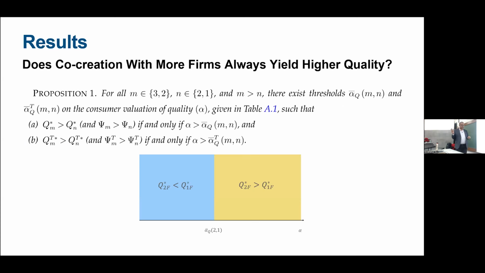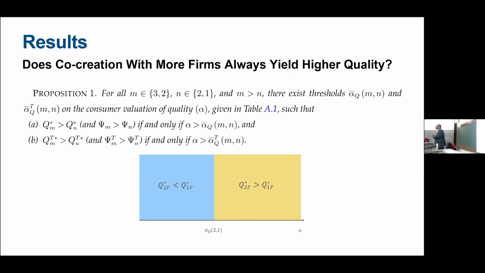Remember, consumers care about quality that's given by this alpha, right? What if alpha is low? I'm talking about one possibility for the supplier. The supplier says, well, I can do everything by myself. And the other one is this firm A has decided that they're going to collaborate with me, right? So one firm scenario, supplier doing everything by themselves. Two firm scenario, firm A is collaborating with the supplier. And you can have three firm and so on.